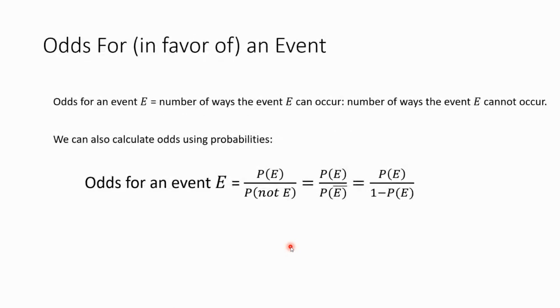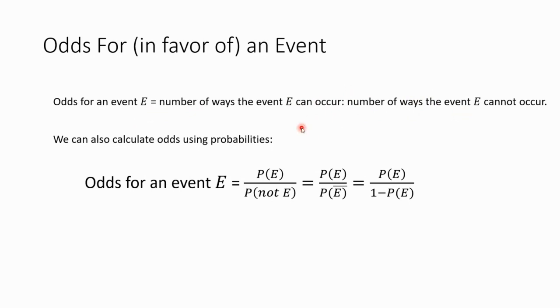First, let's define the odds in favor of an event. Well, remember, for an event, we use a capital letter like E. The odds in favor of an event is the number of ways the event can occur to the number of ways the event E cannot occur. Notice it's a ratio. It's not like probability, which is a fraction. It's a ratio. That's what the colon here is telling us. So basically, it's the number of outcomes in E to the number of outcomes not in E. It's another way of saying it.